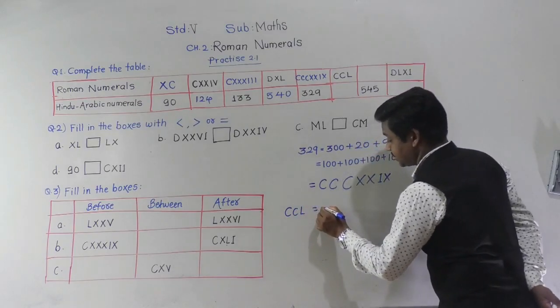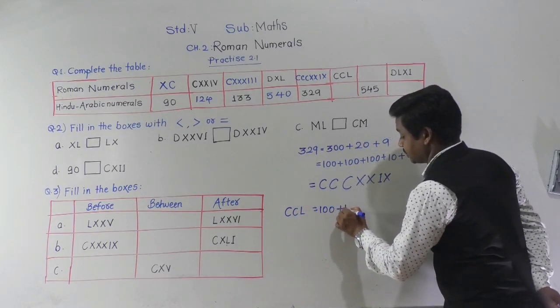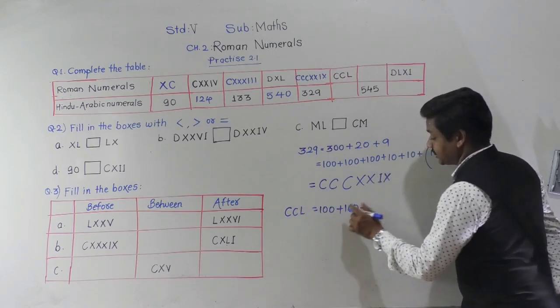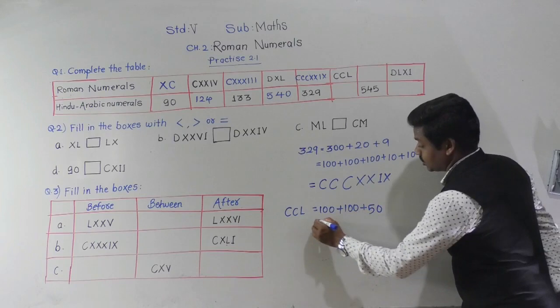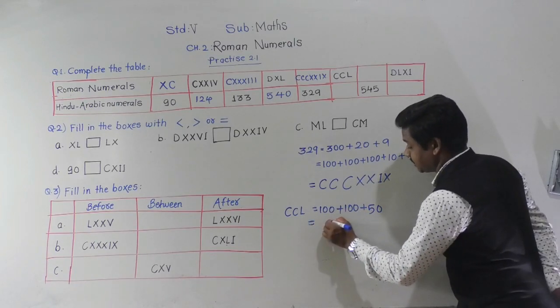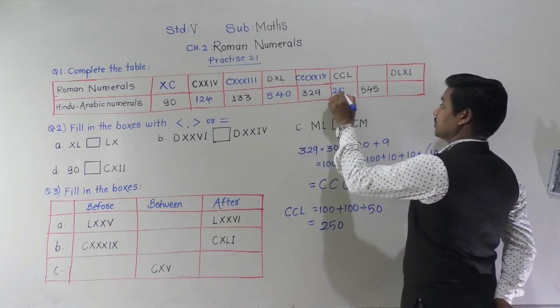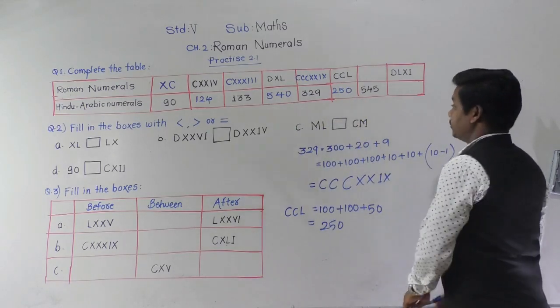Then, Roman numeral is given, CCL. Repetition of C means addition of their value. Smaller symbol appearing after greater symbol means its value gets added. L means 50. So 100 plus 100, 200, plus 50, 250. Understood?